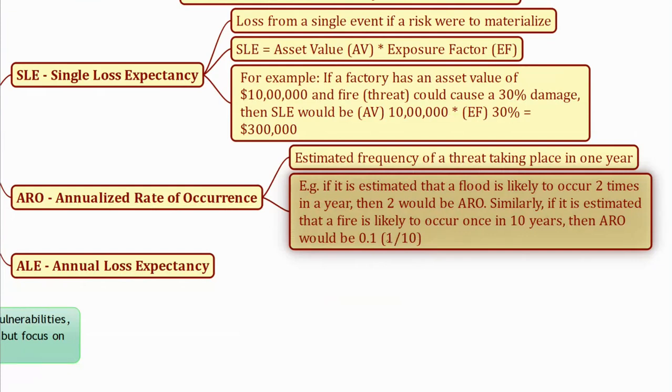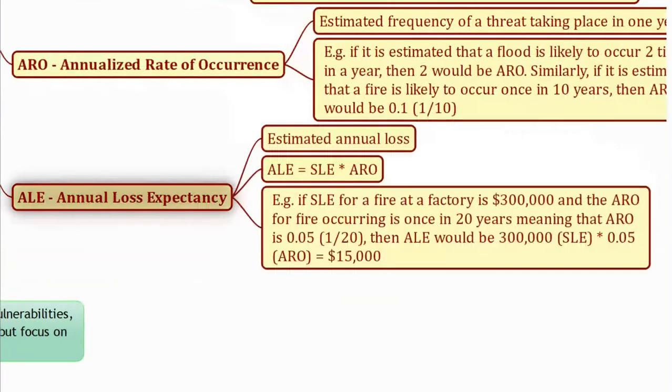That is ARO. Now we understand SLE, right? We just saw what SLE is, single loss expectancy. But like I was saying, mostly we prepare annual plans. So we want to understand what is the annual loss expectancy, not SLE. We want to know what ALE we can expect for certain threats. So it is the estimated annual loss. And how do you do that? You calculate the SLE first, and then you calculate the ARO, which is annualized rate of occurrence. You multiply those two figures, and what you get is ALE.